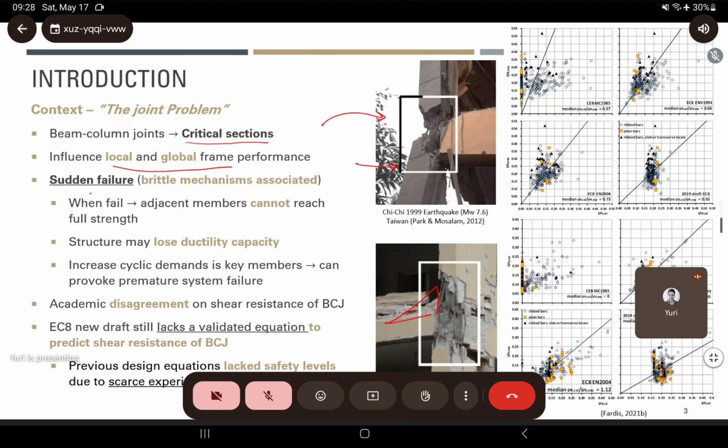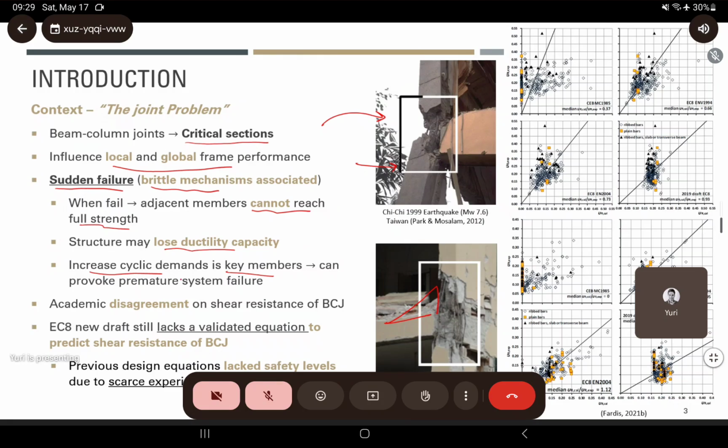However, when these elements fail, we have a brittle type of failure mechanism, which is very sudden and very dangerous. Okay. Other characteristics about when this failure happens is that adjacent elements cannot reach their full strength. Okay, and because of that, the structure might lose a substantial amount of ductility, and also you can increase cyclic demands in specific elements, and we don't want that.